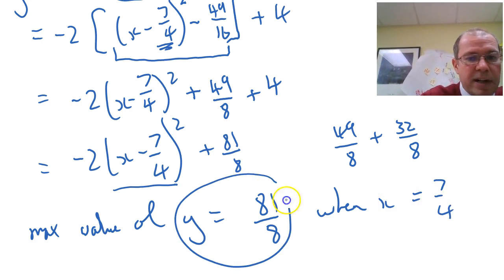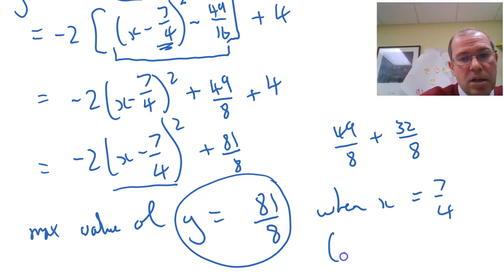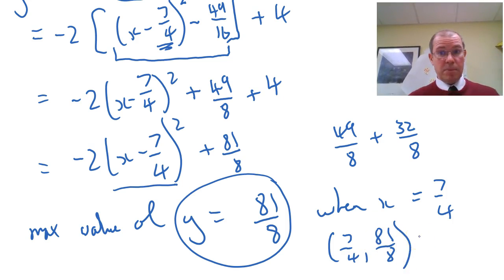So we've found the maximum value y when x is 7 over 4, and we've actually found the vertex of this parabola, which is clearly 7 over 4, 81 over 8. So that's the method of completing the square. If you're confident of completing the square, it's a really good method and one that I would recommend. Okay, now let's look at another method.